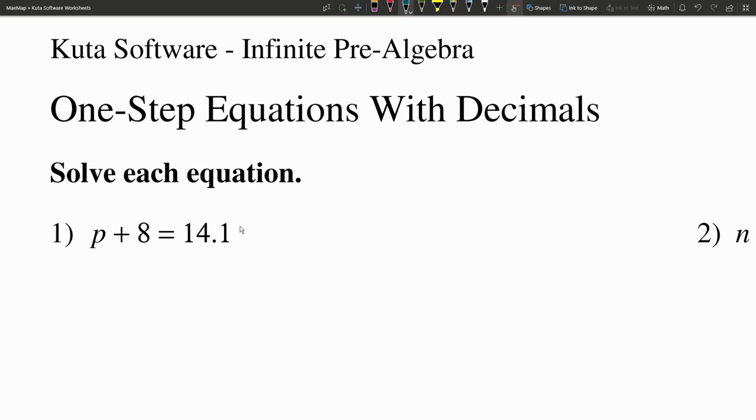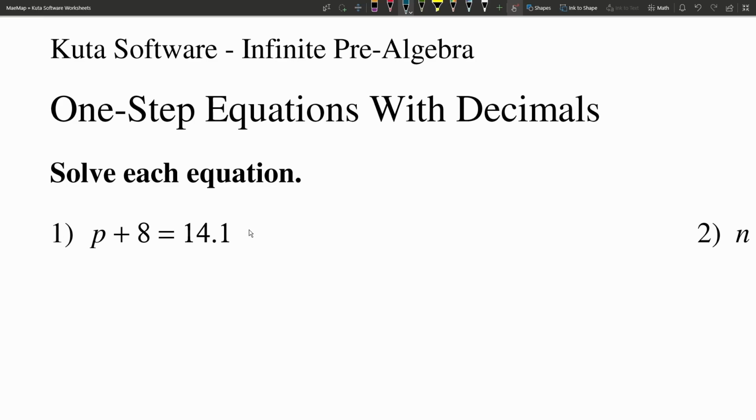Everyone! In this video, we're going to do the Kuta Software Infinite Pre-Algebra free worksheet, one-step equations with decimals. Very similar to one-step equations with integers, except now we're just working with decimals. So our directions for this worksheet are to solve each equation. And remember, by solving the equation, we're isolating the variable. In the case of number 1, that's p.